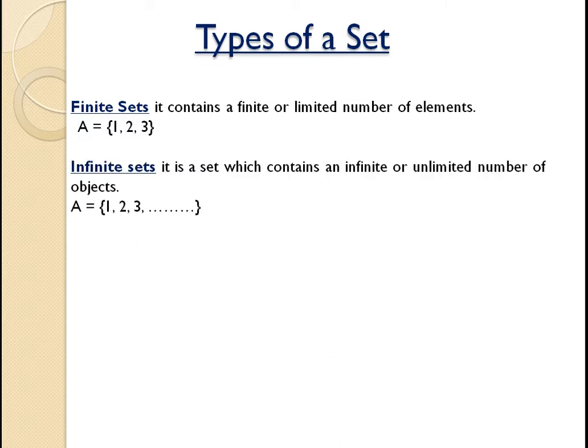Infinite sets contain an infinite or unlimited number of elements, where we can't count these numbers. This means they are infinite sets. Here, in set form, we have A = {1, 2, 3, 4, 5, 6, and so on}. We don't know the ending point.